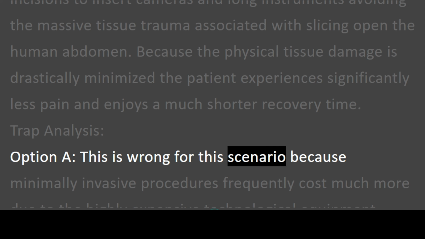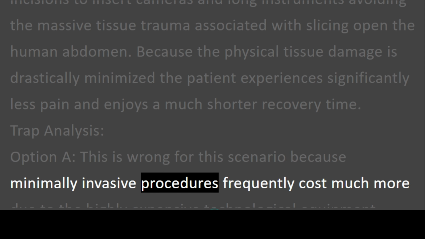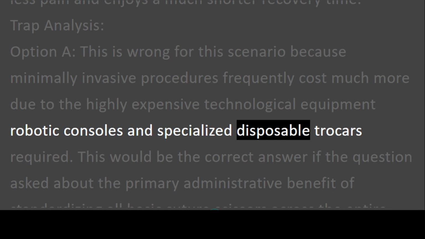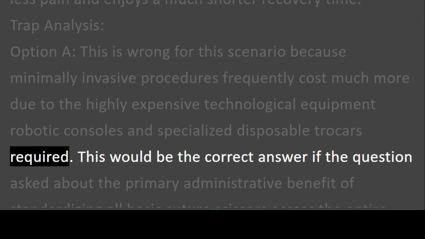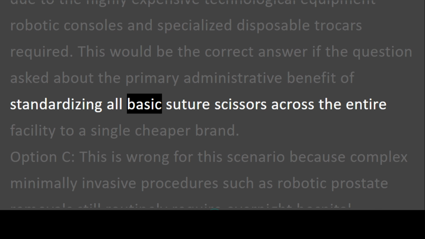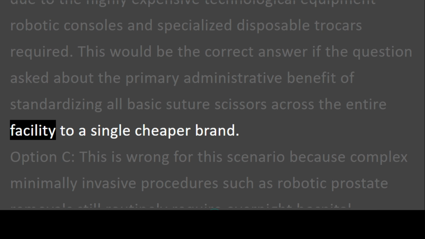This is wrong for this scenario because minimally invasive procedures frequently cost much more due to the highly expensive technological equipment, robotic consoles, and specialized disposable trocars required. This would be the correct answer if the question asked about the primary administrative benefit of standardizing all basic suture scissors across the entire facility to a single, cheaper brand.